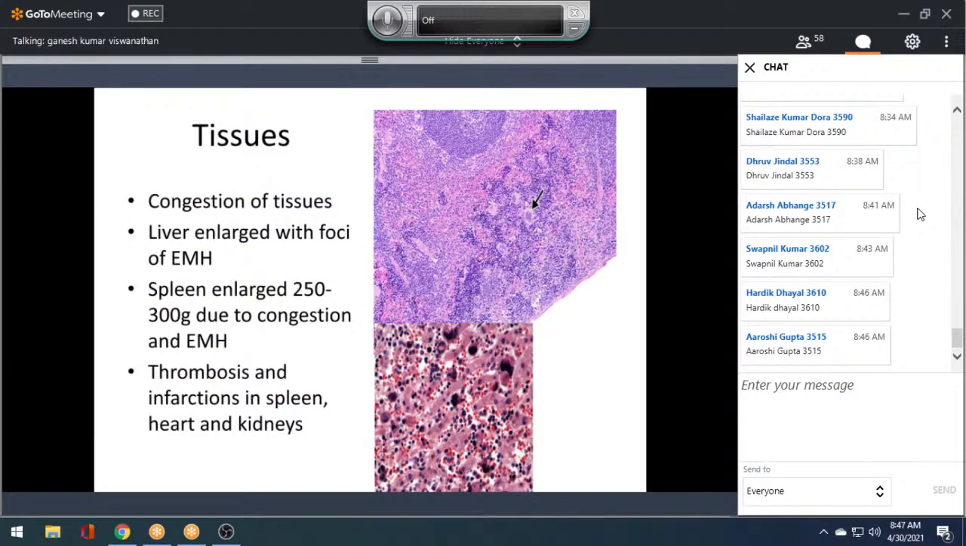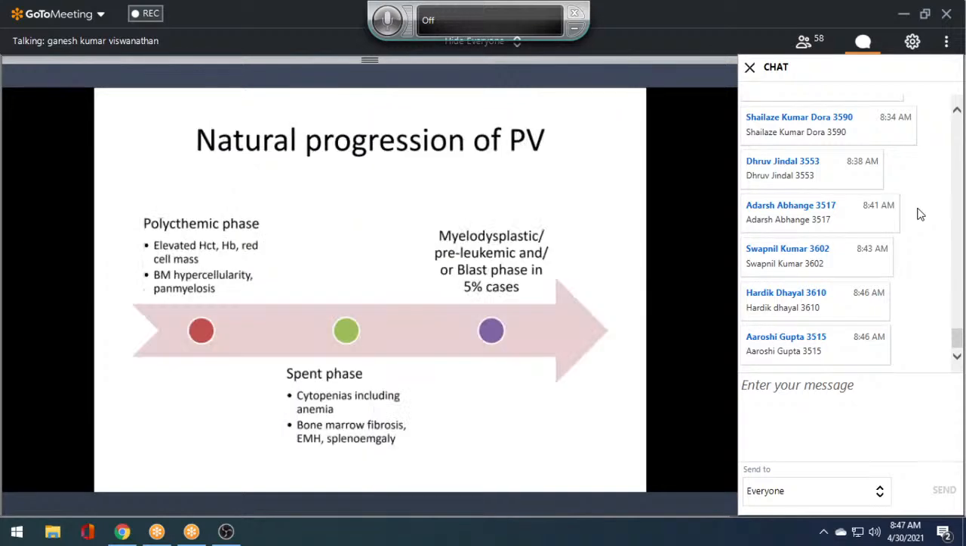In the spleen and liver, there is congestion of these blood cells. This is a section of the spleen which shows megakaryocytes in the splenic architecture, which we normally don't see, because of increased proliferation and stasis. They come and clog the blood vessels or the splenic tissues also.